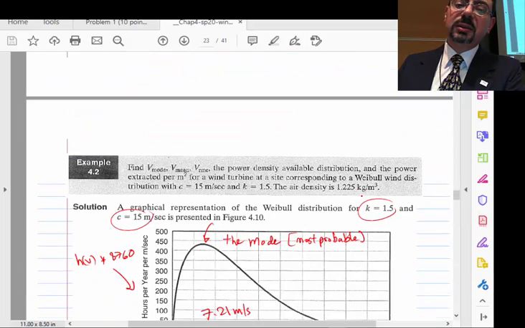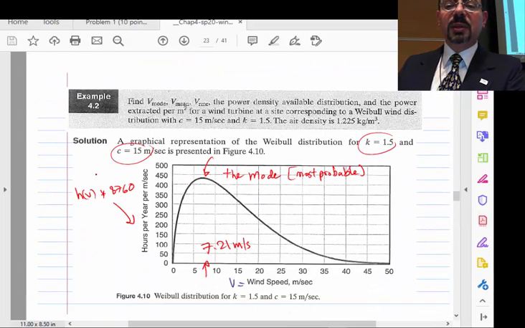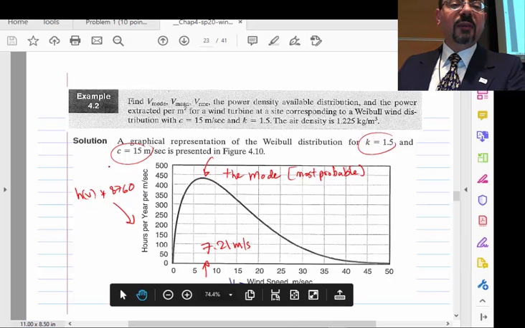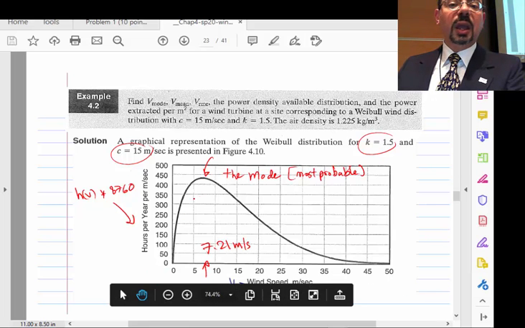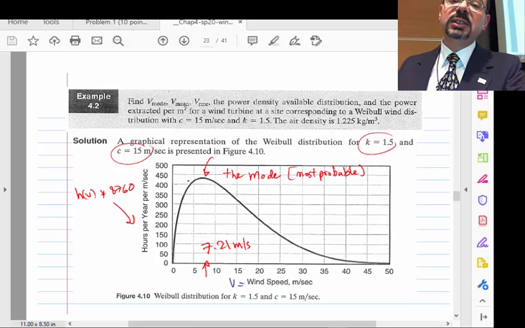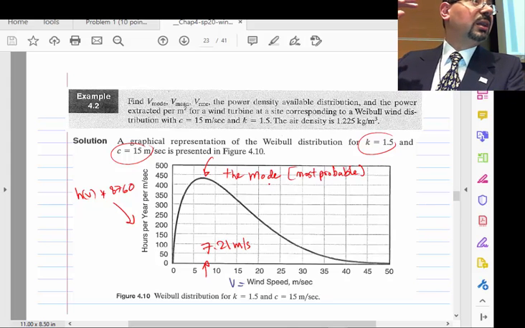Does this make sense? And so here's an example. Okay, so he's saying we have a Weibull function with K 1.5 and C 15. So it would look like this if you plot it. And by the way, this number over here, so that you will not be tempted to grab this number and think that is V mean. That's not the mean, right? That is the mode, right? This is the maximum or the most probable velocity. Like it happened a lot.